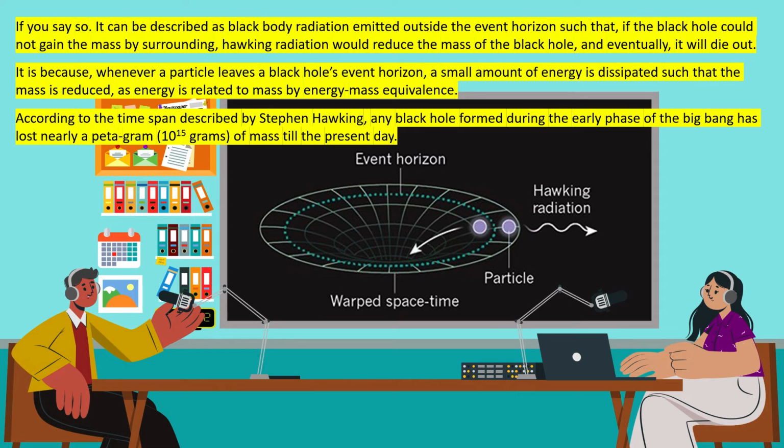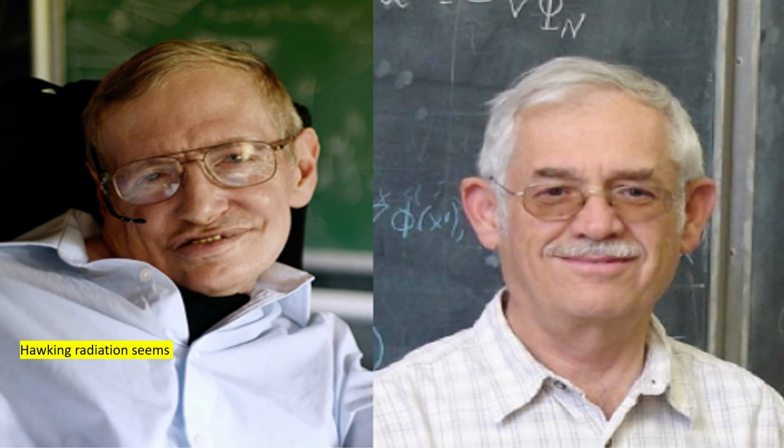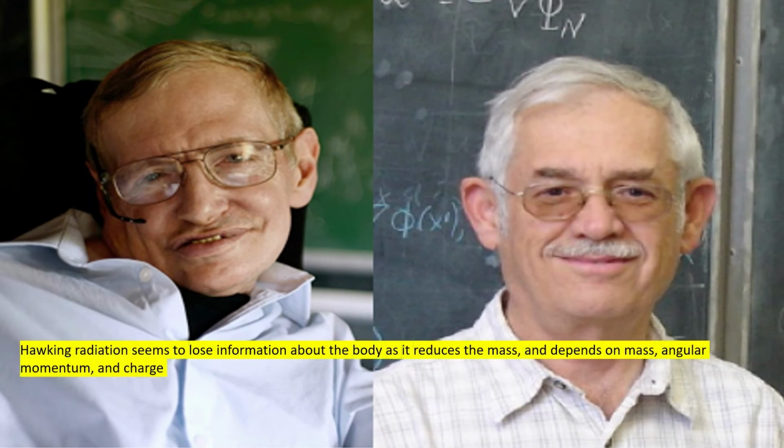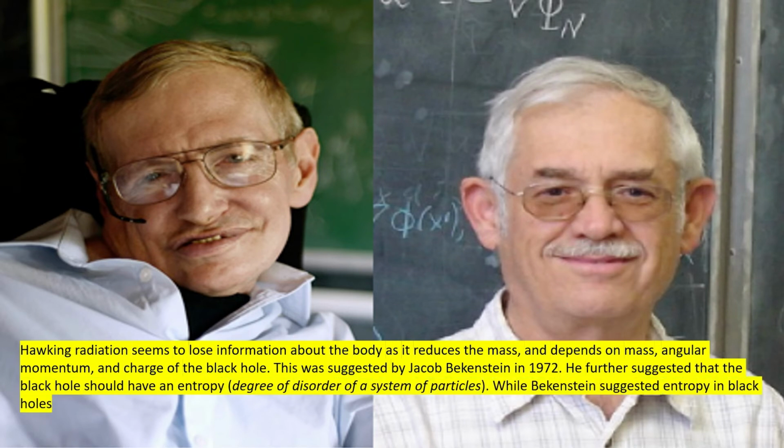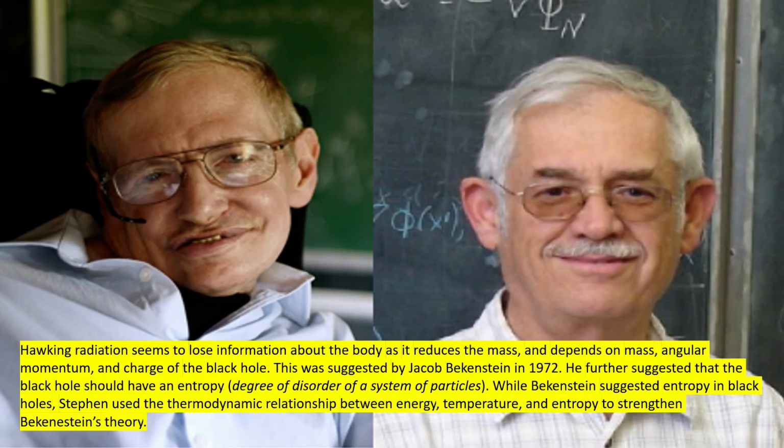According to the time span described by Stephen Hawking, any black hole formed during the early phase of the Big Bang has lost nearly a petagram of mass till the present day. Hawking radiation seems to lose information about the body as it reduces the mass, and depends on mass, angular momentum, and charge of the black hole. This was suggested by Jacob Bekenstein in 1972.